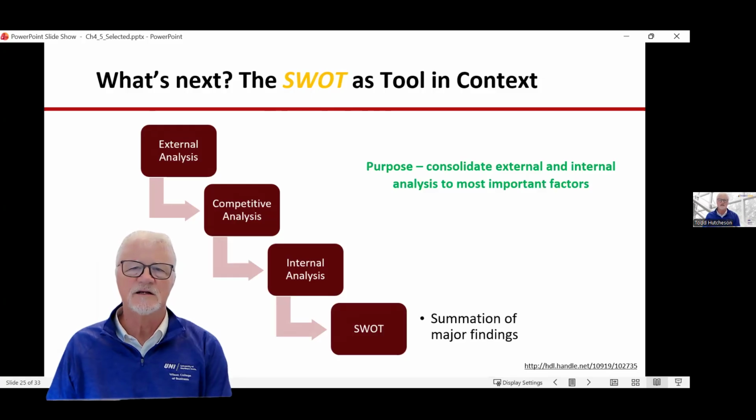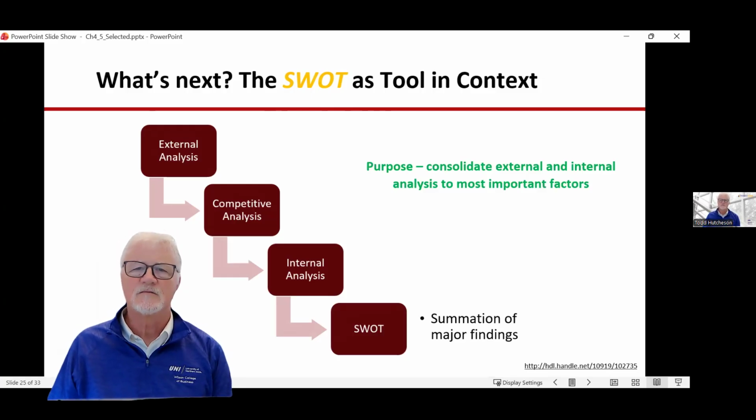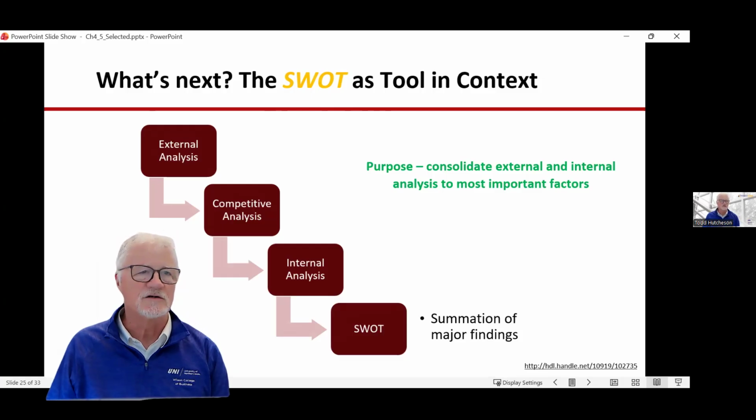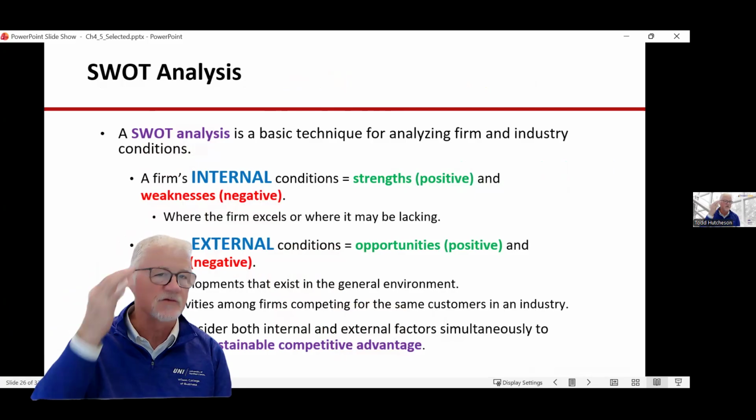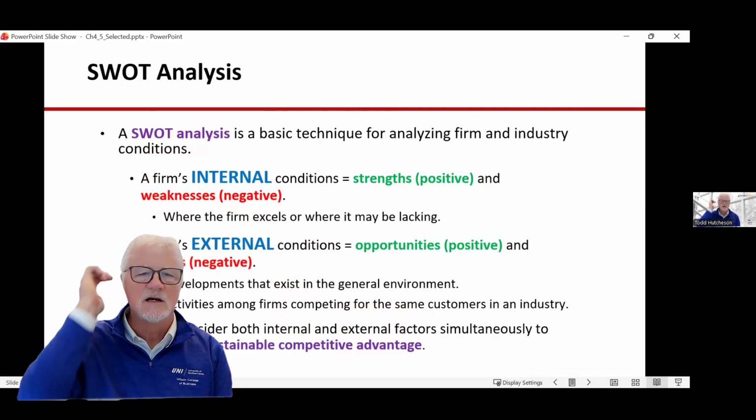The purpose is to analyze the most important factors and come up then with strategies to leverage or mitigate those factors. Basic tool: for internal conditions, we look at strengths and weaknesses. For external, we look at opportunities and threats. So strengths, weaknesses, opportunities, and threats, SWOT analysis.